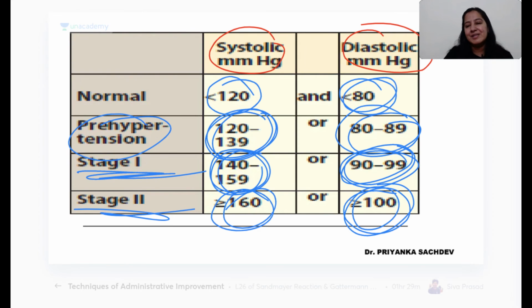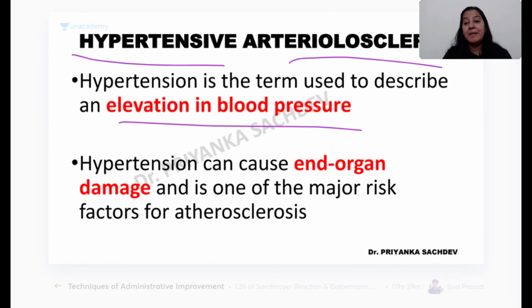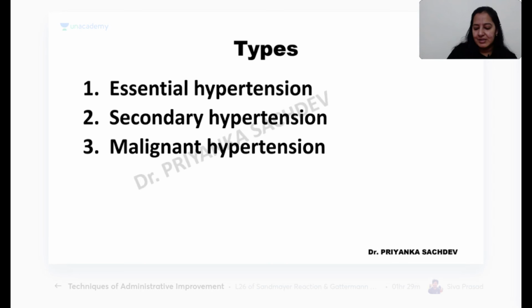If any component is raised, what is the problem? The raised blood pressure will cause end organ damage. The kidneys will be damaged, and eyes will be damaged in the long run. There is hypertensive retinopathy, there is hypertensive renopathy. So end organ damage is there. You already know all these things.